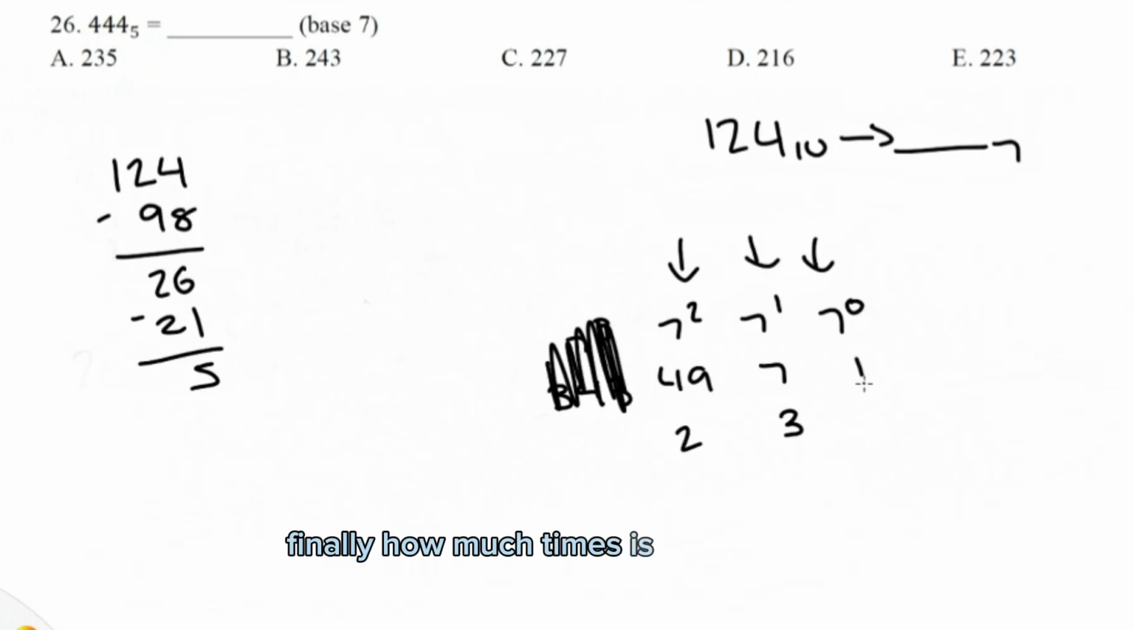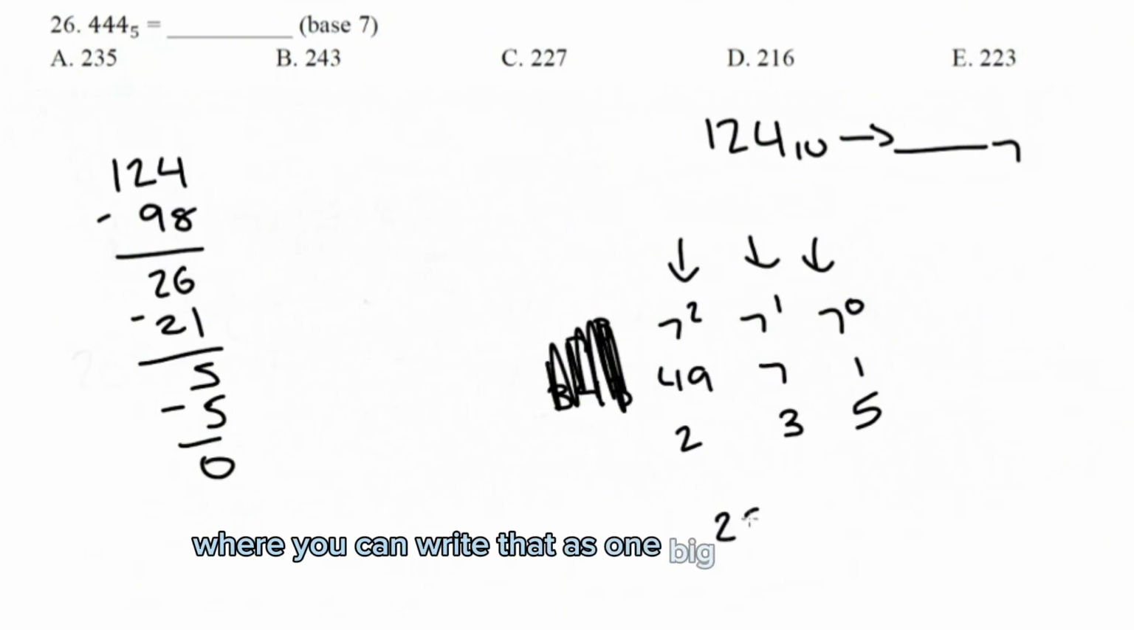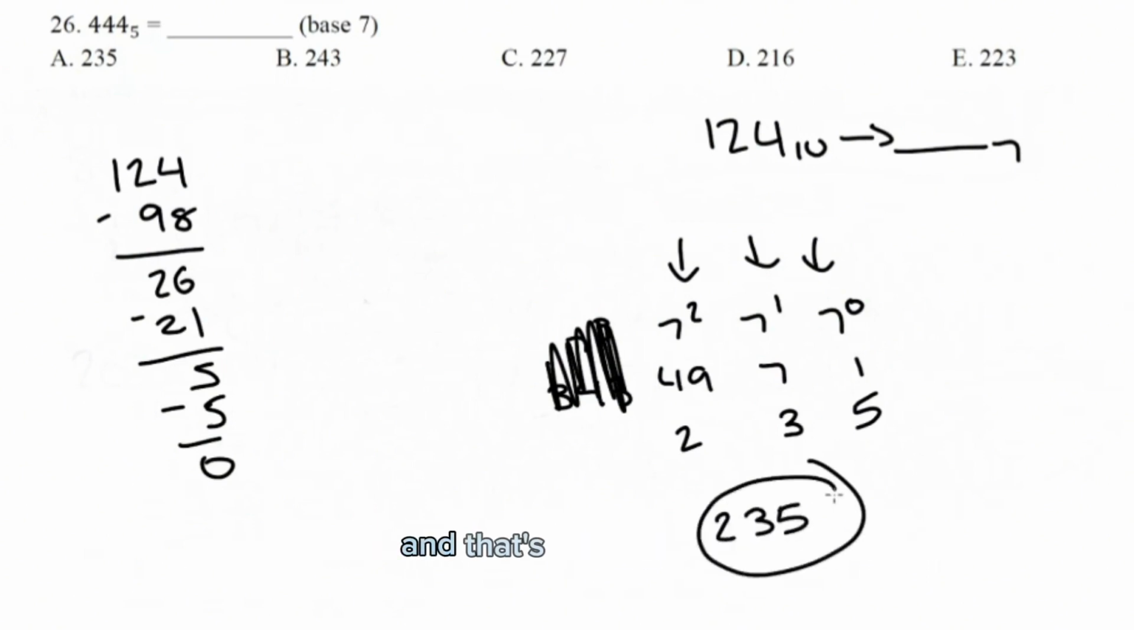Finally, how many times does 1 go into 5? 5 times because 1 times 5 is 5. So we're going to write a 5 here and subtract 5. We're left with 0 and we have 235 here. We're just going to write that as one big number of 235 and that's your answer.